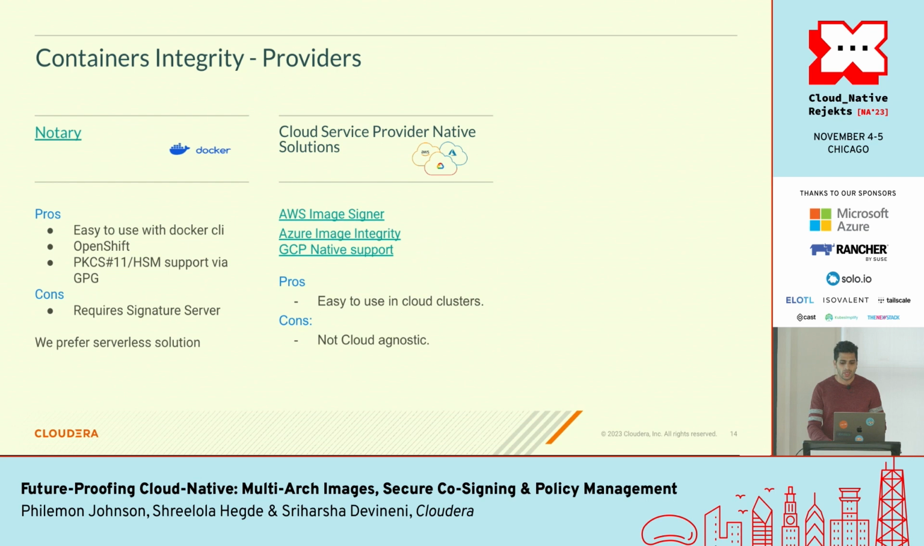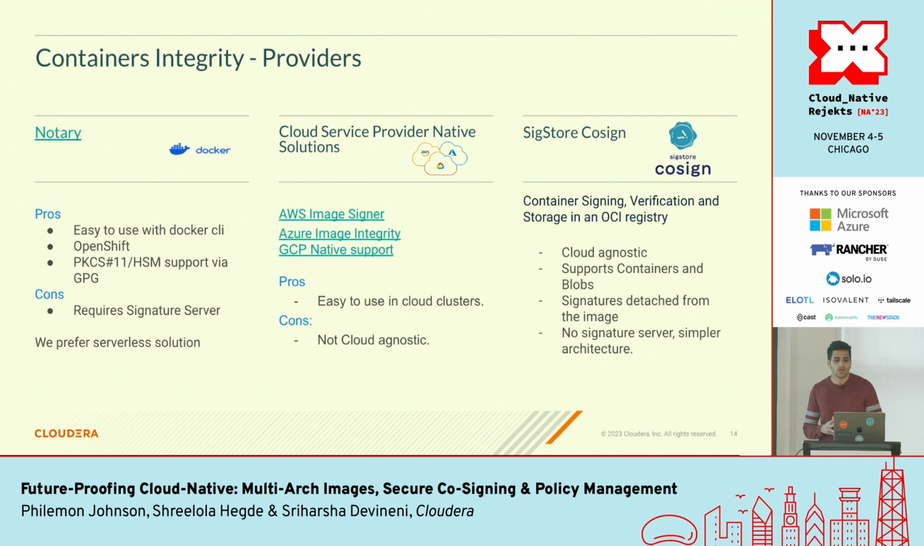Then, after everything, we came up with the perfect solution, Cosign. Since we build all the images using OCI, container signing, verification, and storage in an OCI registry is handled by Cosign. The multiple advantages you can see here are that it is cloud agnostic and supports containers and blobs. It is not only containers, right? We have multiple other files and platforms we have to sign. So Cosign really helped with that.